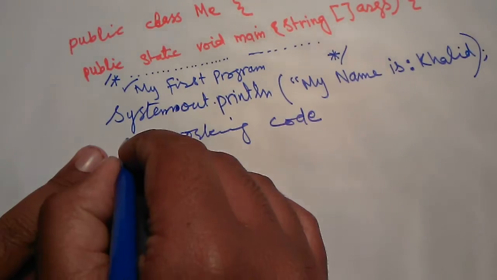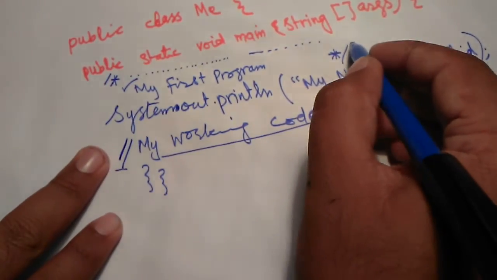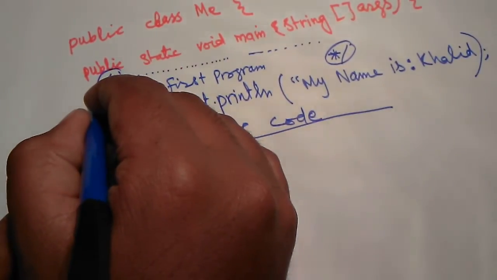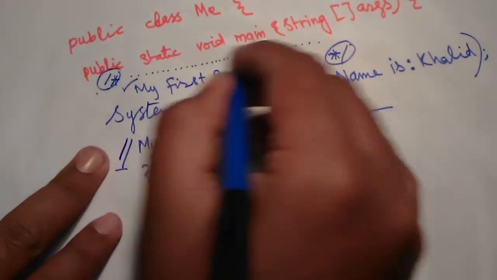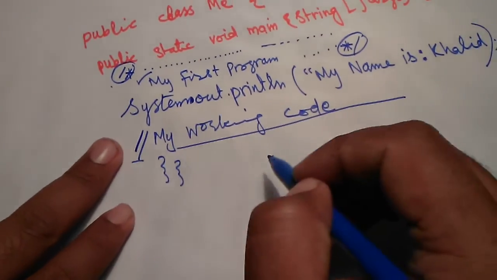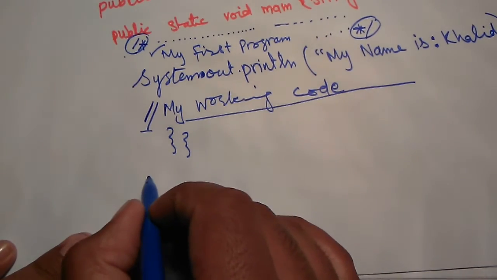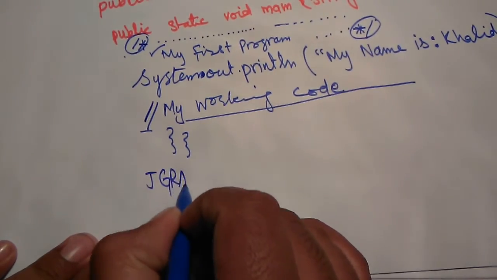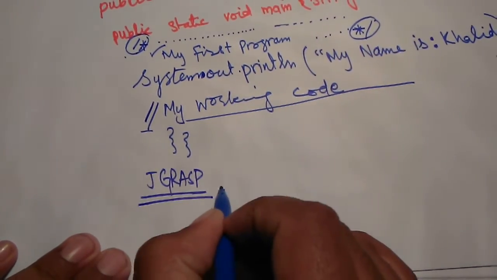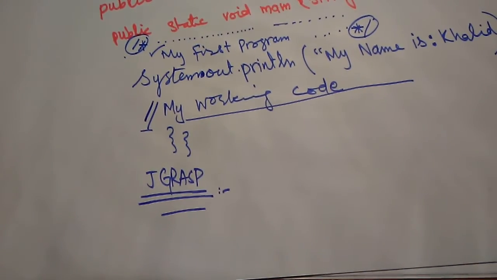After these two slashes I can write only a single line of comment, and in between these two, this one and this one, I can write anything. Anything between these two will be counted as comments. So you can see here how the comment section works. I will show you these codes by running them in jGRASP as a tutorial.